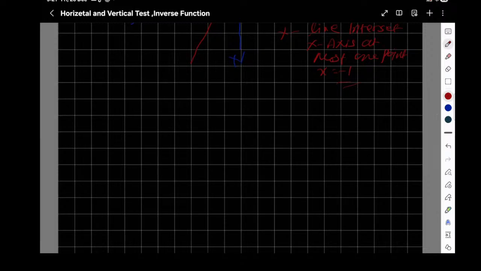So the vertical line test and horizontal line test are very important for finding whether an inverse function exists through the graph. We also decide whether the graph is increasing or decreasing depending upon the vertical and horizontal tests.